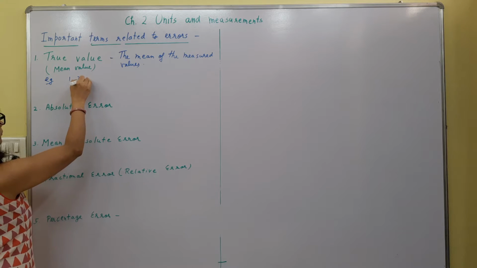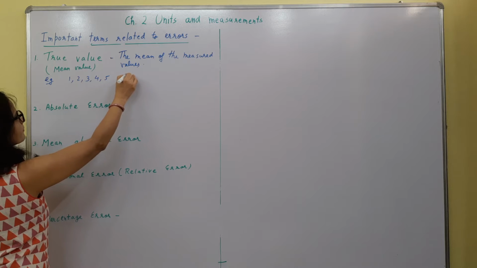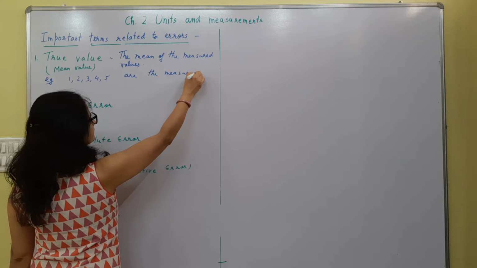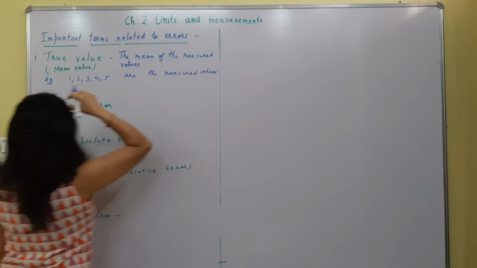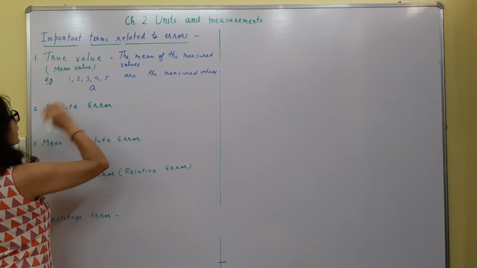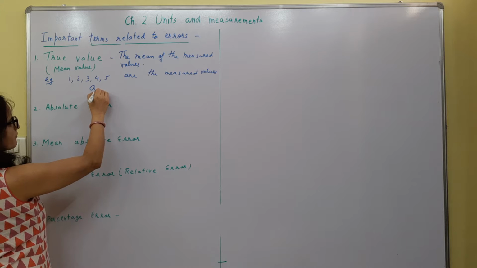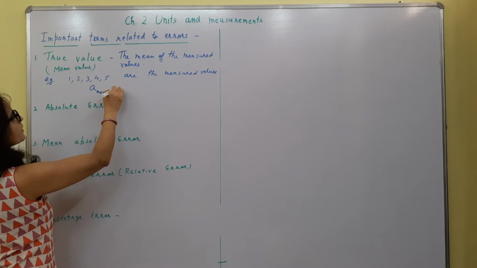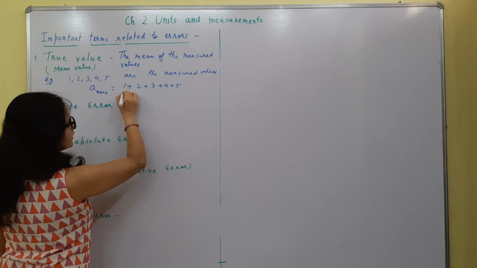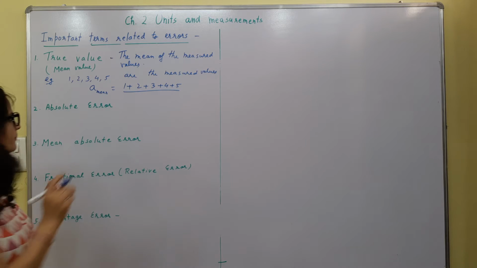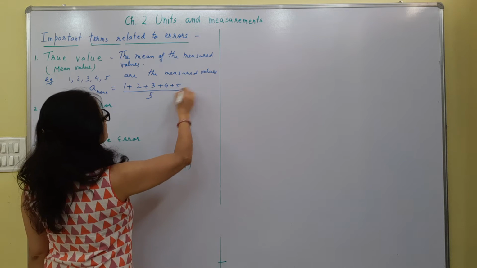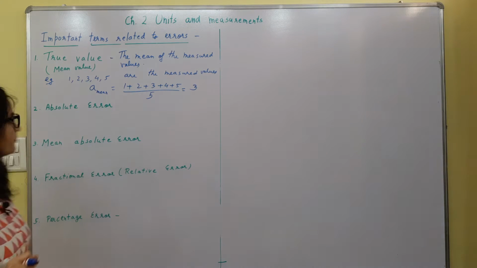If 1, 2, 3, 4, 5 are the measured values, then this true value, or you can say this mean, I am denoting the mean of these measurements by A mean. So this will be 1 plus 2 plus 3 plus 4 plus 5 divided by, how many terms are there? 5. So I will divide it by 5. Let's find it. 5, 4, 9, 10, 15. This gives us 3 as mean, right?